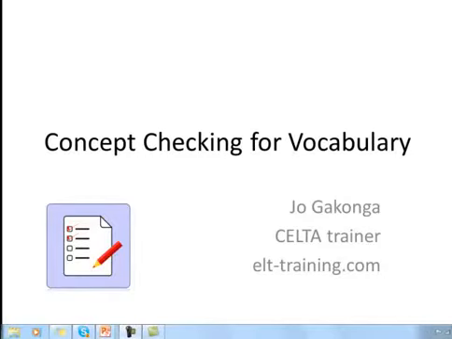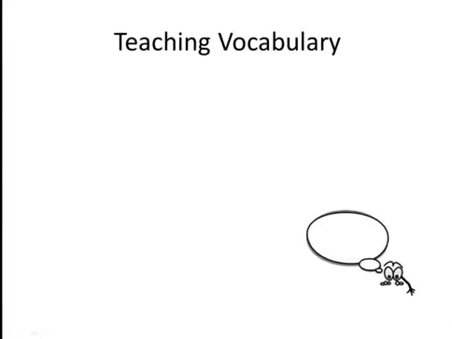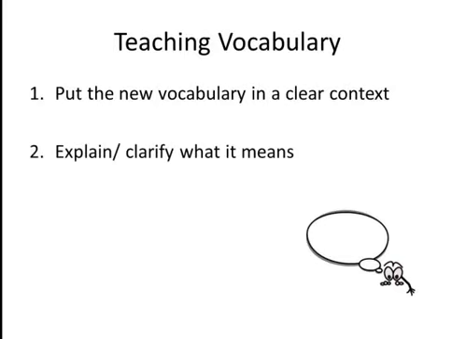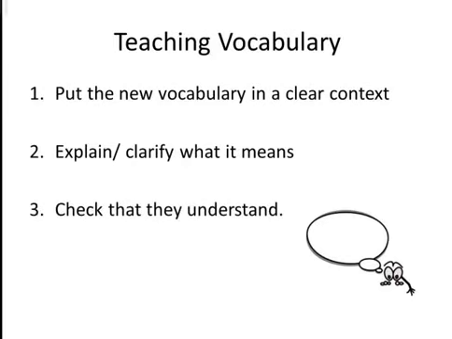This is a session that you need to watch before the input session so that we have lots of time for practice in the input session. Okay, what we're going to be talking about really is teaching vocabulary. Now, when we teach vocabulary, the first important thing always is to put it into a clear context. It's much easier to understand something if it's in a context, an obvious context. You then need to explain what it means, clarify it, and finally it's really important to check that they've understood. And this last one is exactly what this session is all about.